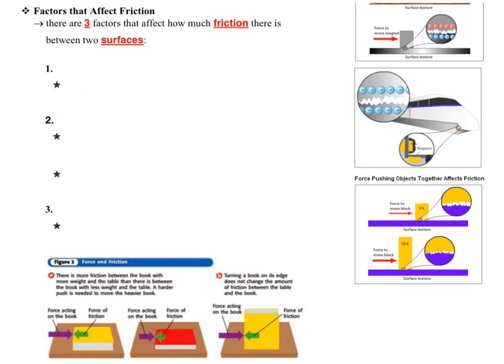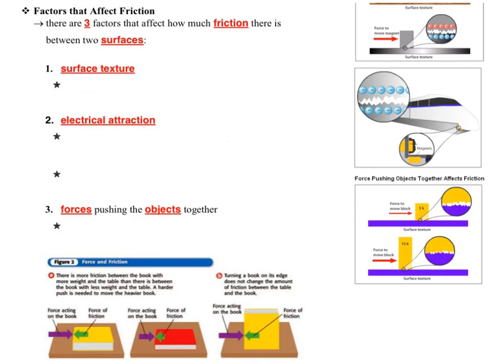Okay, so here's a list of items here. Whenever you have a list in your notes, you should pay attention because those are pretty easy test questions for me to ask. So what are three factors that affect how much friction there is between two surfaces? The three factors are surface texture, electrical attraction, and the forces actually pushing the two objects together.